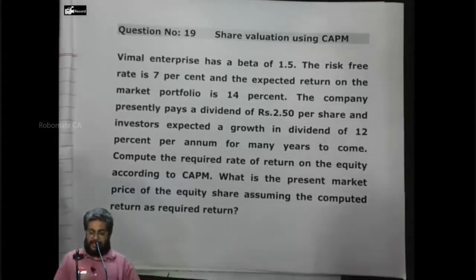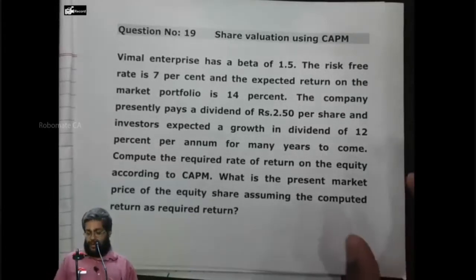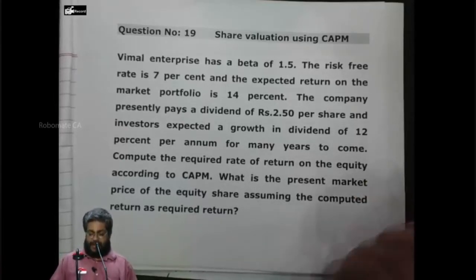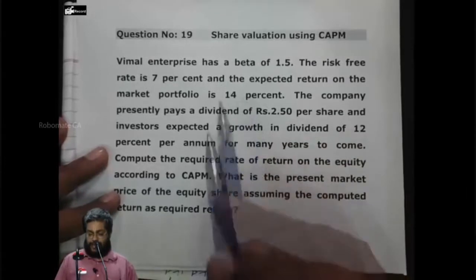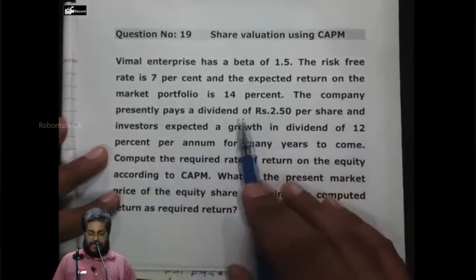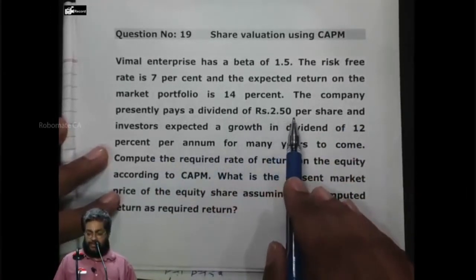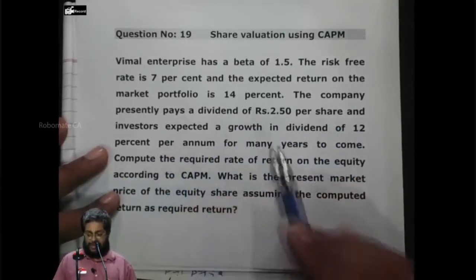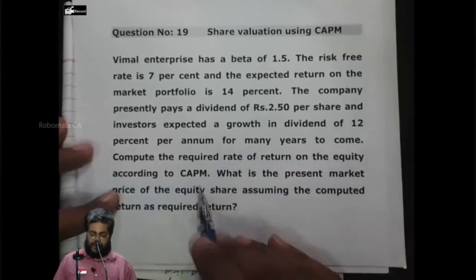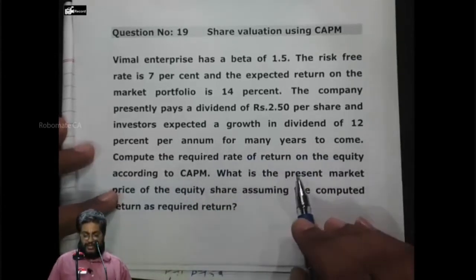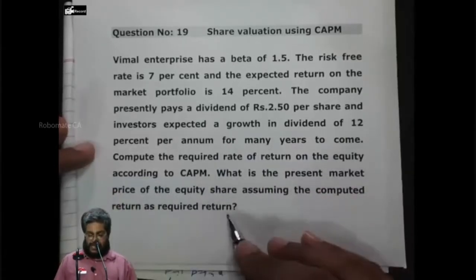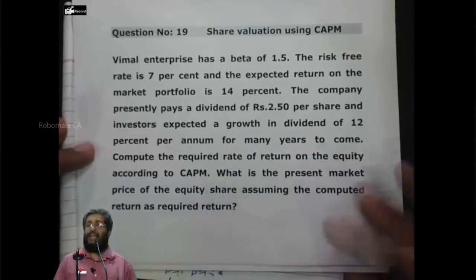Vimal Enterprises has a beta of 1.5, risk-free rate 7%, expected return on the market portfolio 14%. The company presently pays a dividend of 2.5 per share, and investors expect a growth in dividend of 12% per annum for many years to come. Compute the required rate of return on the equity according to CAPM. What is the present market price of the equities, assuming the computed return as the required return?